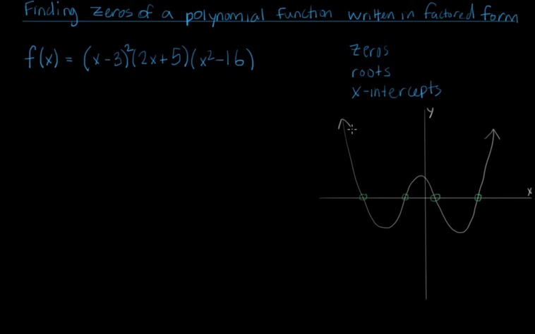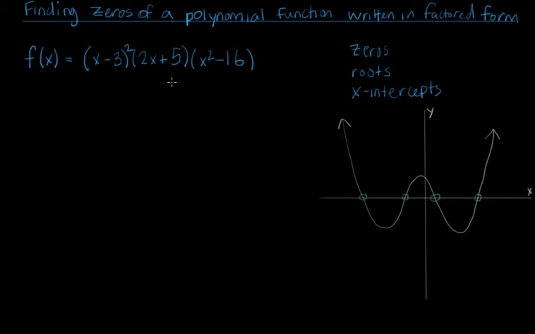It's also where it changes from positive to negative. So here the y values are all positive and then they change to negative. They change back to positive, they change back to negative, and they change back to positive. So these are those changing points, the points where the y value changes from positive to negative. It's also the points where the graph crosses the x-axis, which is why they're called x-intercepts.